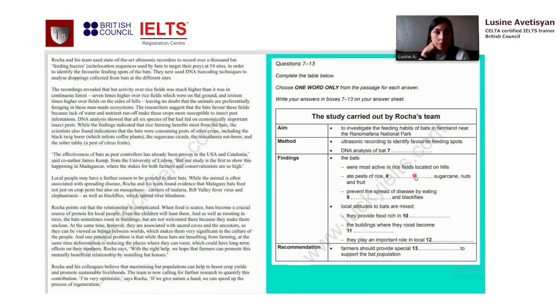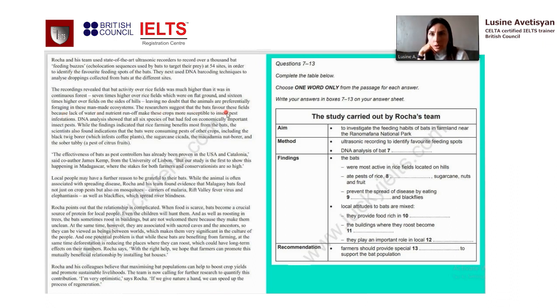They were most active in rice fields located in the hills. Let's find the hills and then proceed afterwards. So my answer should be somewhere here. They ate pests of rice. We see of, so then we see that of refers to the things following after it. So they ate pests of rice, of something else, of sugar cane, of nuts and fruits. Logically, all of these will be mentioned already in the text, and the one that we don't have here should be somewhere in between them. So they ate pests of rice.